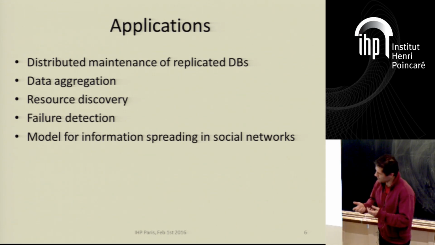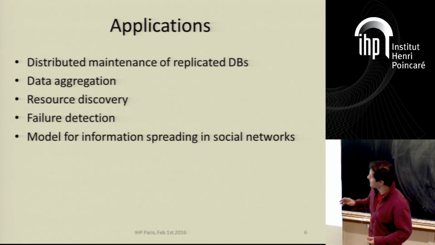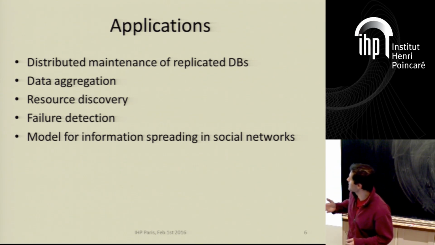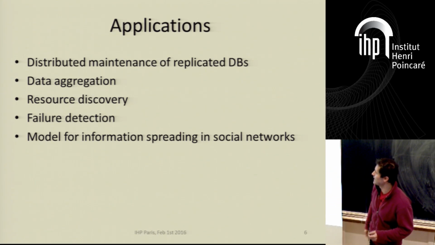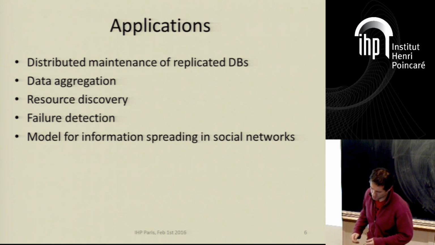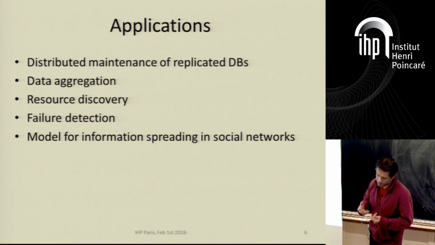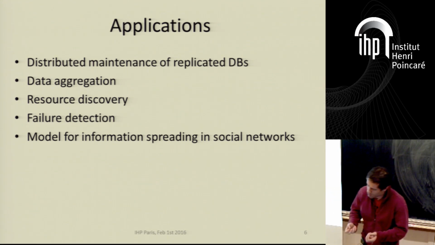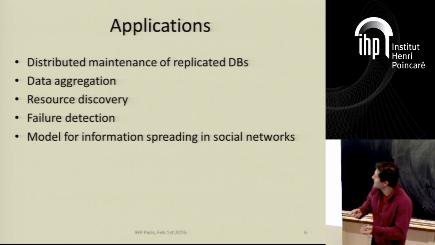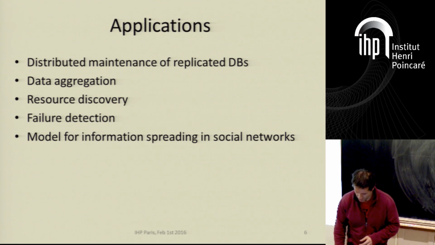And it has found several applications. In fact, it was initially proposed as a way to solve the distributed maintenance problem of replicated databases. It has also found applications to data aggregation, resource recovery, failure detection, and others. Moreover, it has been suggested as a very simple model to explain why information in fact spreads quickly in social networks. And I will talk about this a bit more later.